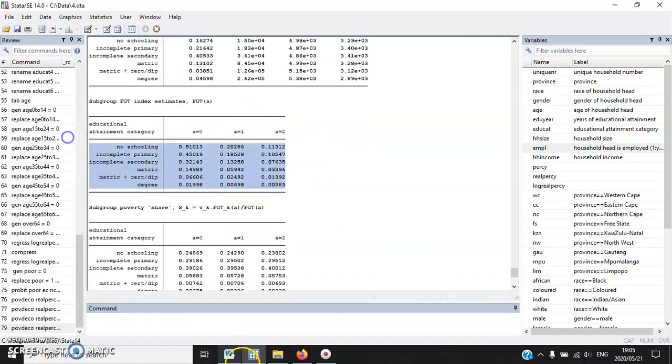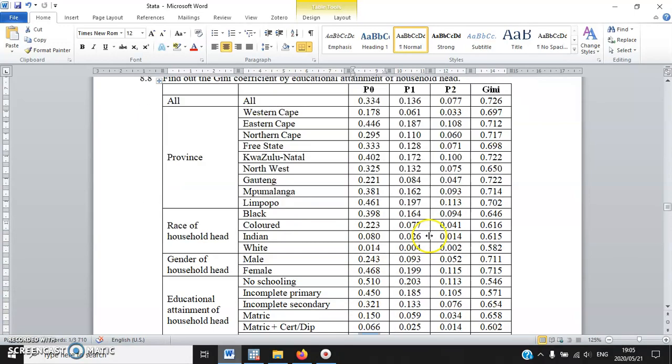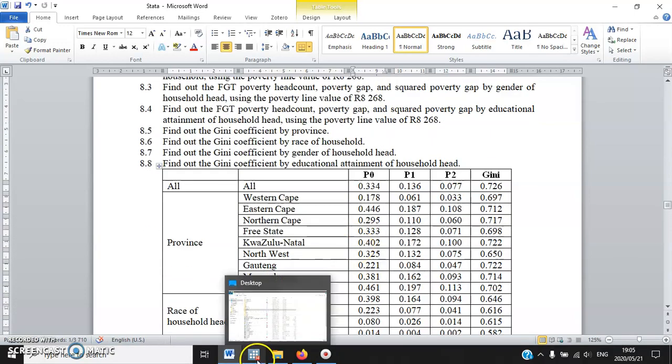Okay. This one is interesting. If you come from a household where the household head never went to school, see how high the probability is to suffer poverty, more than 50%. But if you come from a household headed by someone with a bachelor degree, you only have a 2% likelihood to be poor. Okay. Then the next one is the Gini coefficient.